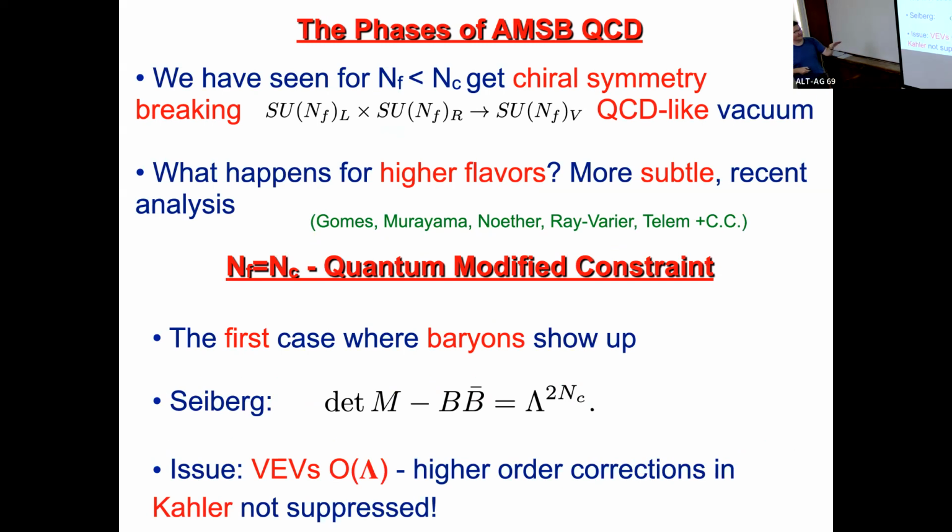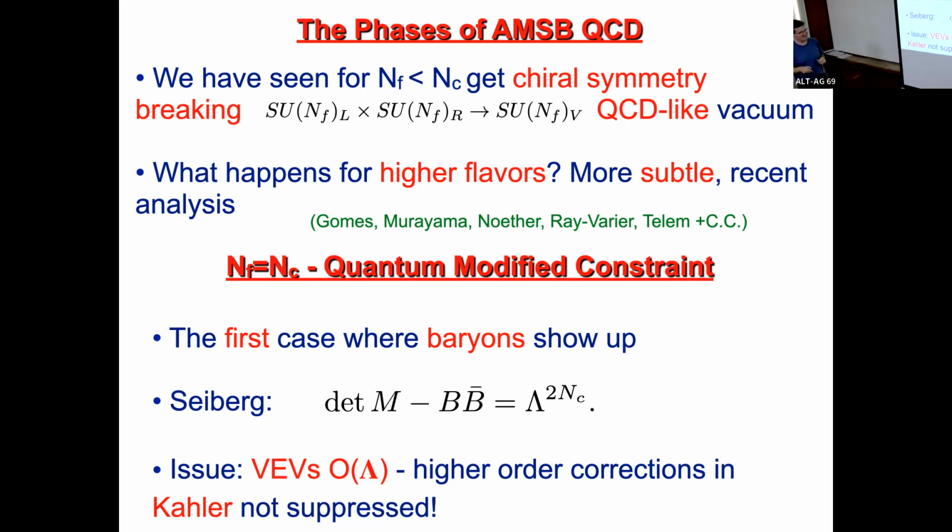Some of these arguments are pretty involved, so maybe I'm not going to go through that, even though that's what I spent my last 2 days on writing. There are special cases when you have the quantum modified constraint. This is the first case where the baryon is actually showing up, but it makes the analysis much more subtle, because in this case some of the vectors have to be large.